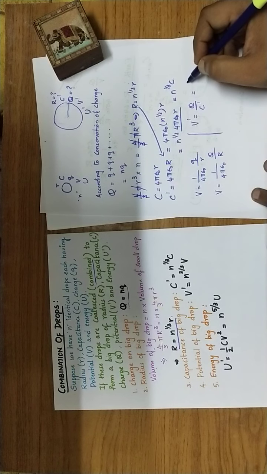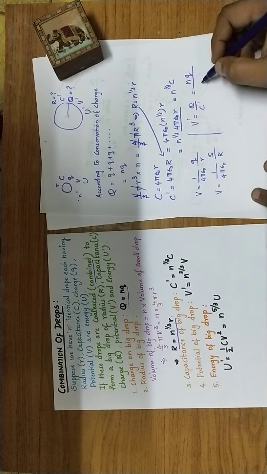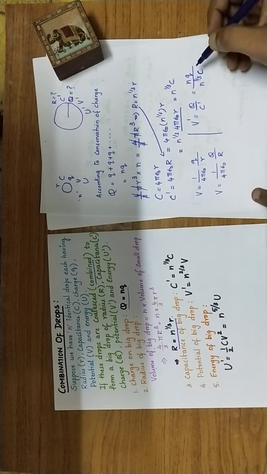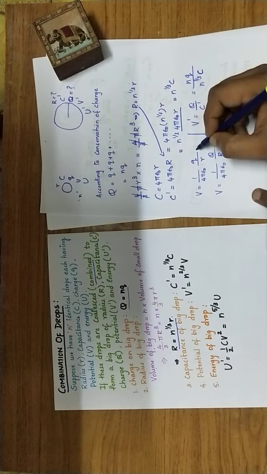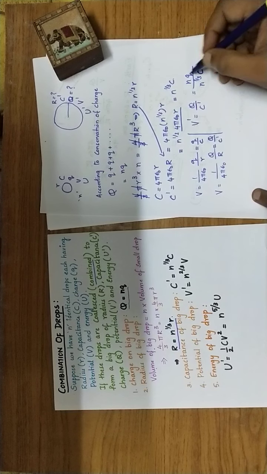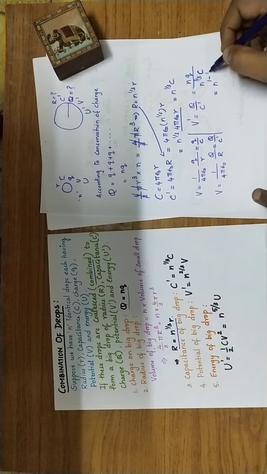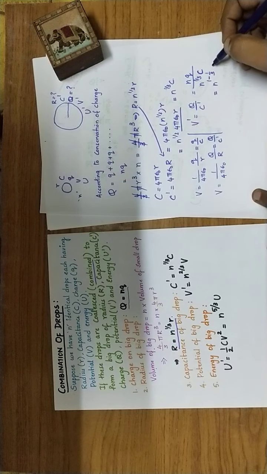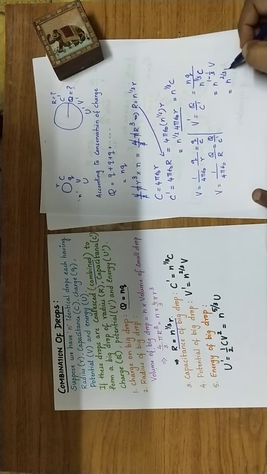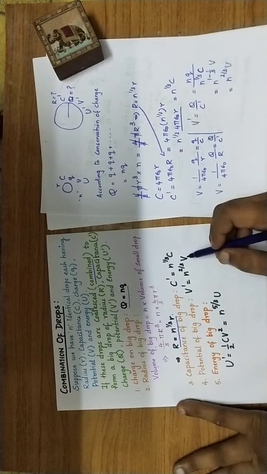Capital Q is written as n times small q. Capital C prime, just now we got, is n power 1 by 3 capital C. Q by C is nothing but small v. So I have n power 1 minus 1 by 3 into capital V. That will give me n power 2 by 3 into capital V. That is why the potential of the big drop is n power 2 by 3 into V.